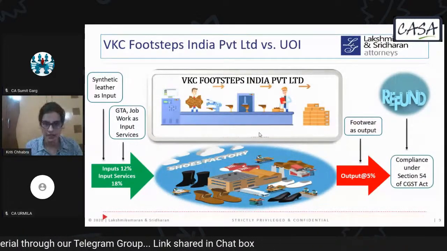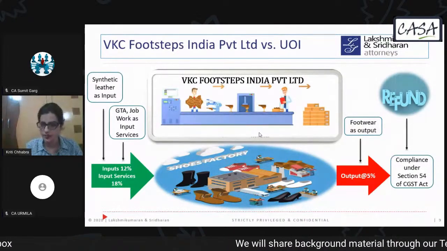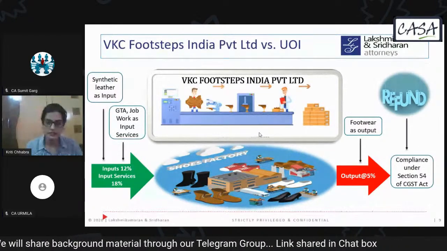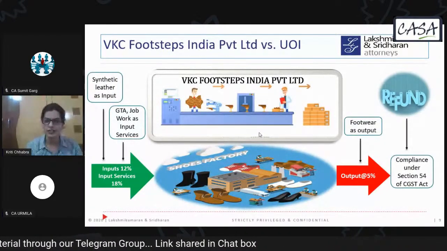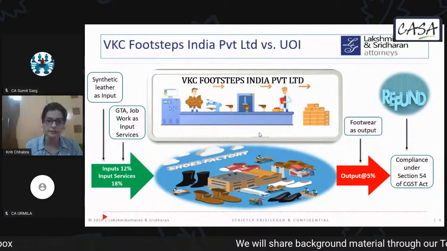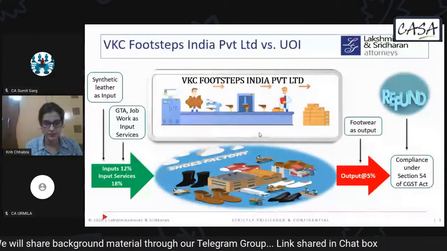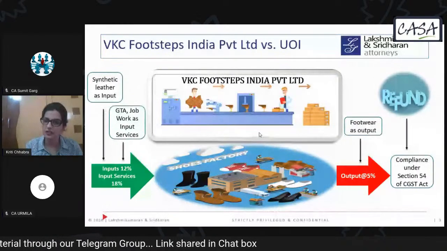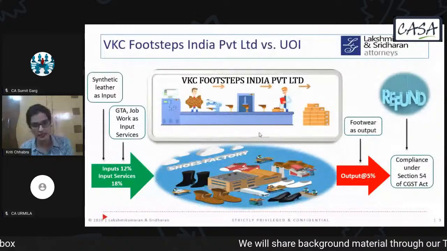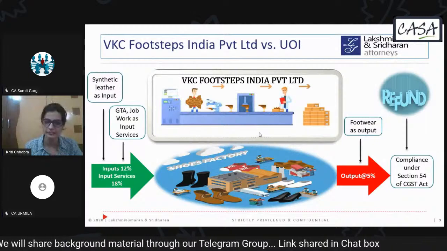this writ petition to the Gujarat High Court, wherein this person was engaged in manufacturing certain shoes which were taxable at the rate of 5%. While supplying these goods, he was procuring certain job work activities or input services or certain other inputs which were leviable to 12% or 18% rate. Therefore, he wanted to claim the benefit of inputs as well as input services, which is accumulated at his end because of this inverted duty structure, because his output supply is taxable at the rate of 5%, but his inputs and input services were taxable at the rate of 12% or 18%.